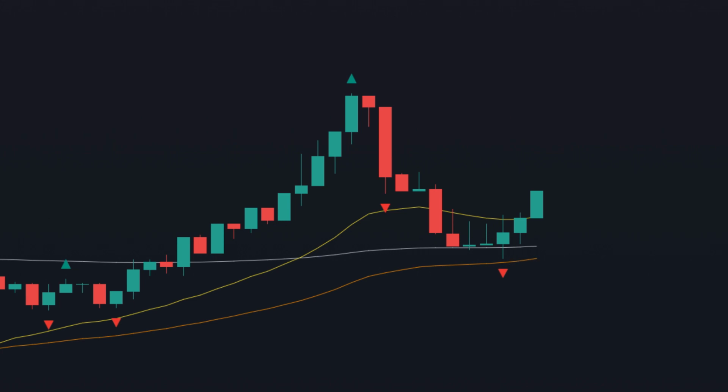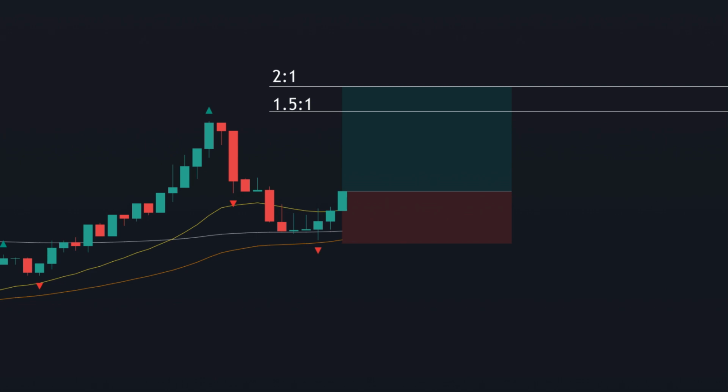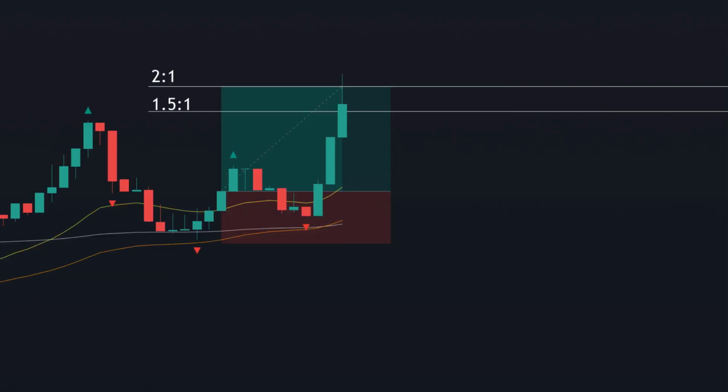So on this test, we're actually going to examine 2 take profit levels, a 1.5 to 1 and a 2 to 1. Stay tuned to the end to see which one gives us a better gain on account. Let's see how this plays out. And this one hits 2 to 1. We have one more long example.